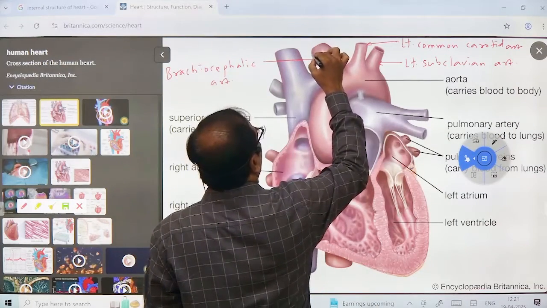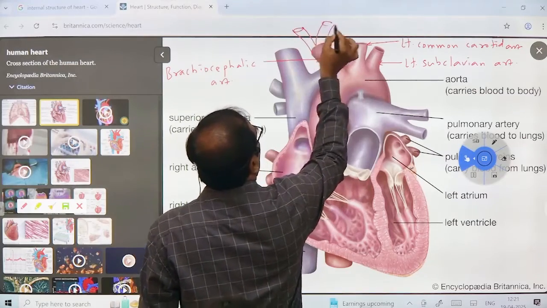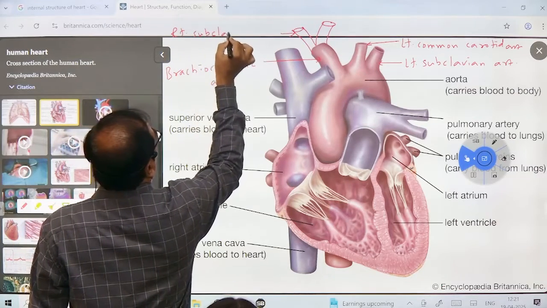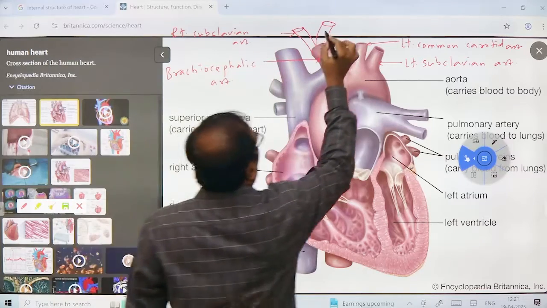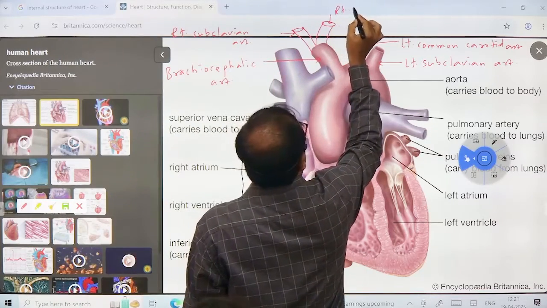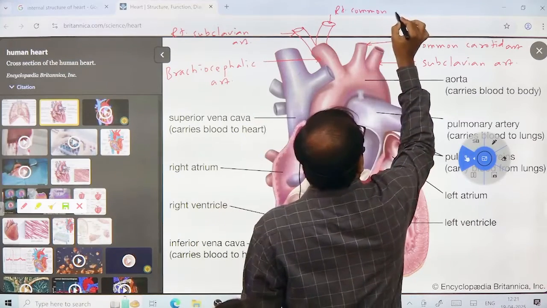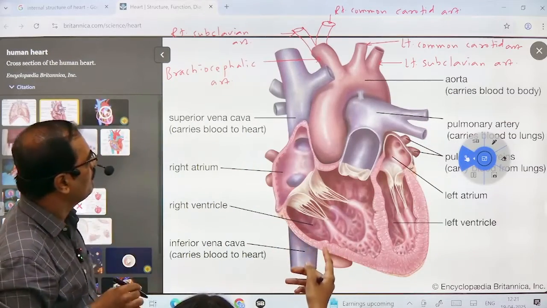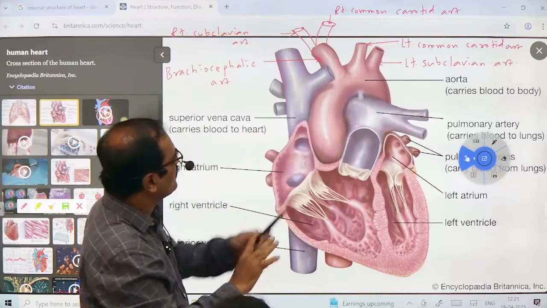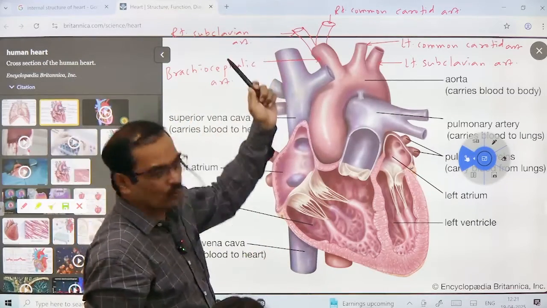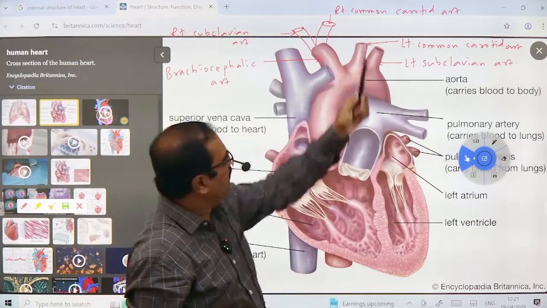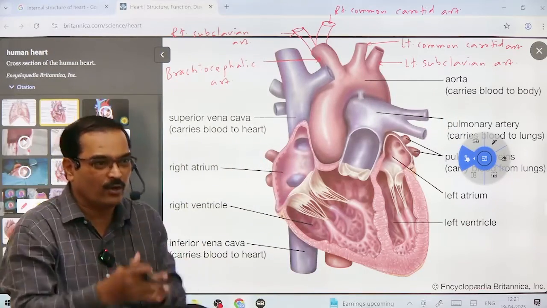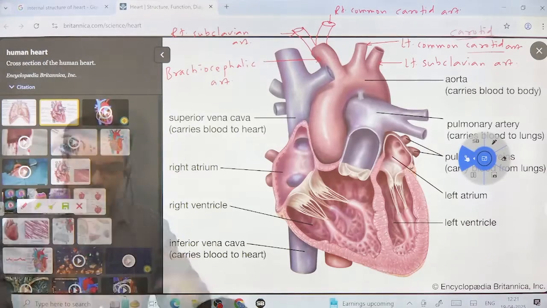This brachiocephalic again divides into two branches like this. Now this is called right subclavian artery, and this is called right common carotid artery. Sir, what is the central part? The left common. One second. See, these are three branches, right? What is first? It is called brachiocephalic. Again, it divides into two: right subclavian, right common carotid. Now this one is called left subclavian. This one is called left common carotid. So totally, how many common carotid are there? Two. How many subclavian? Two.